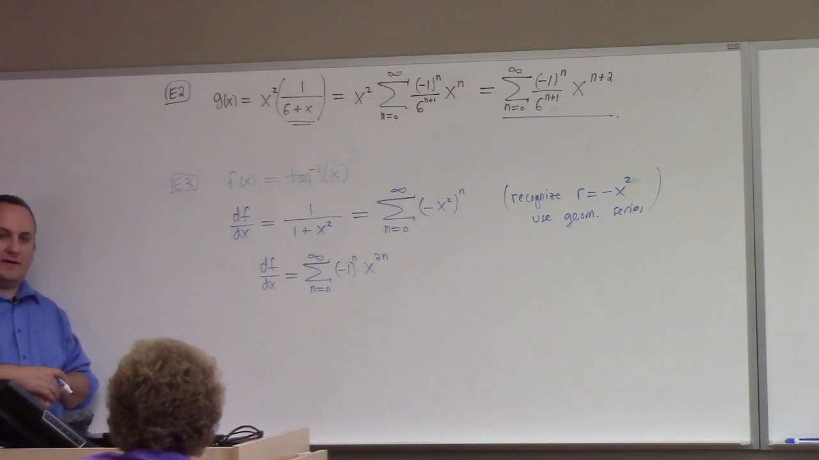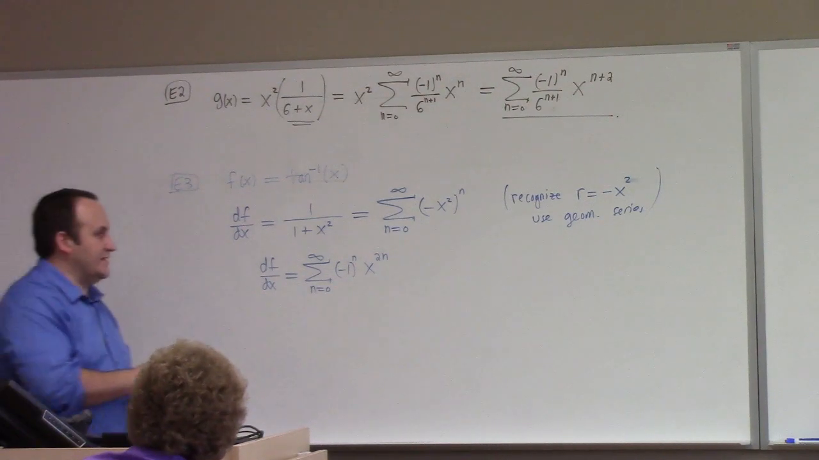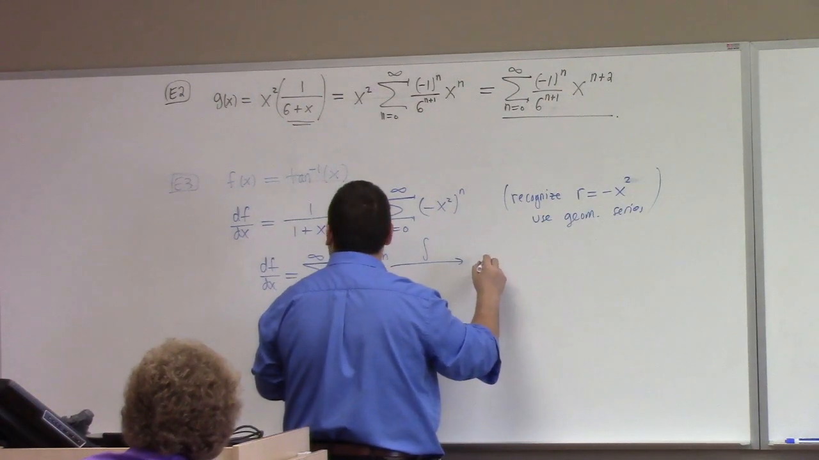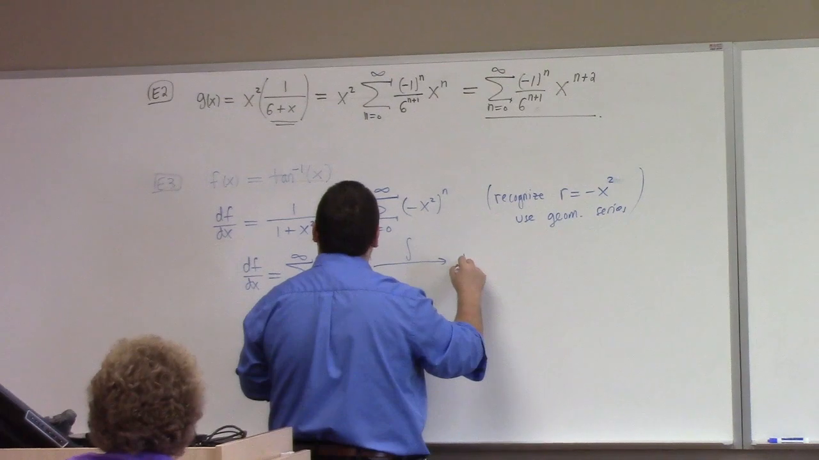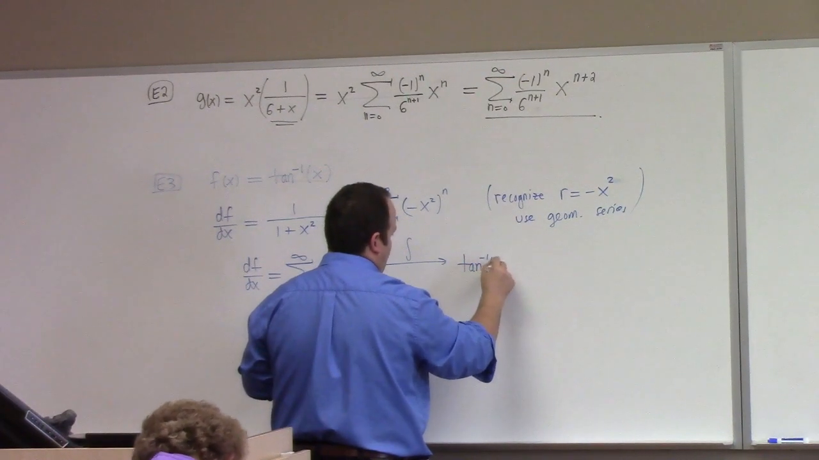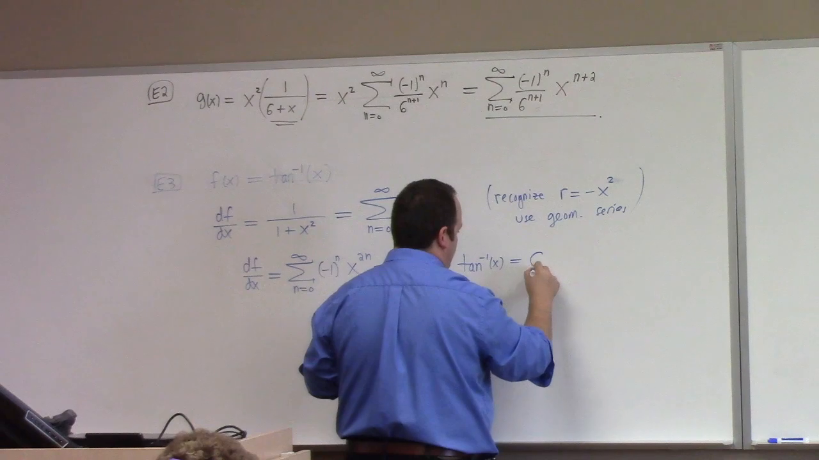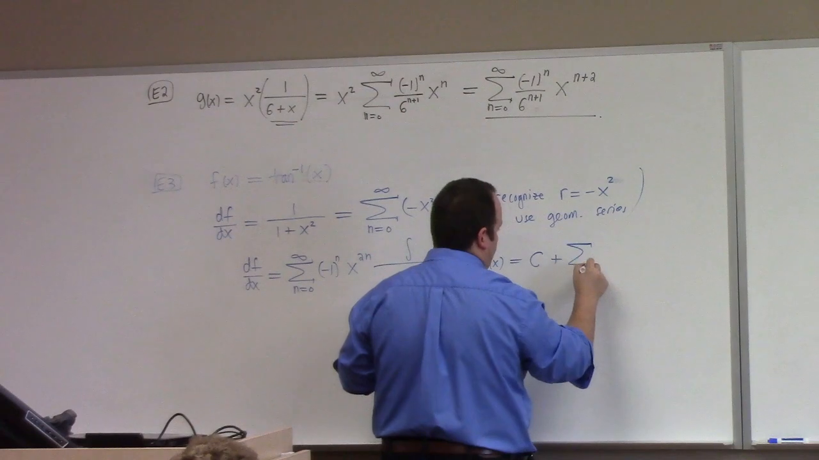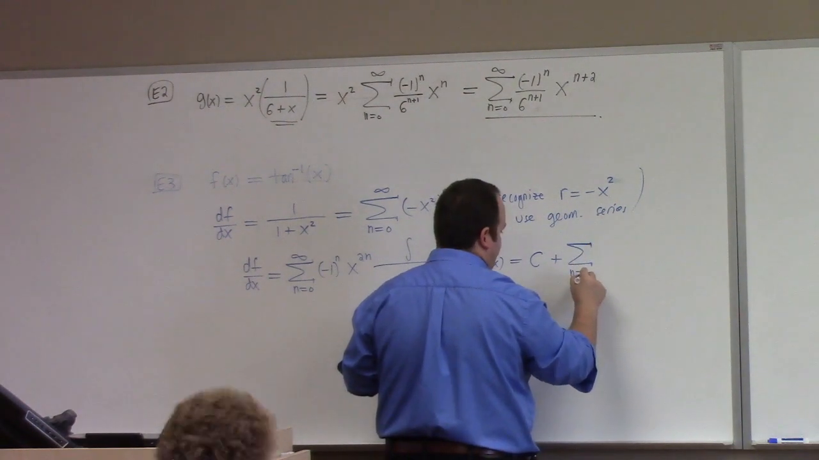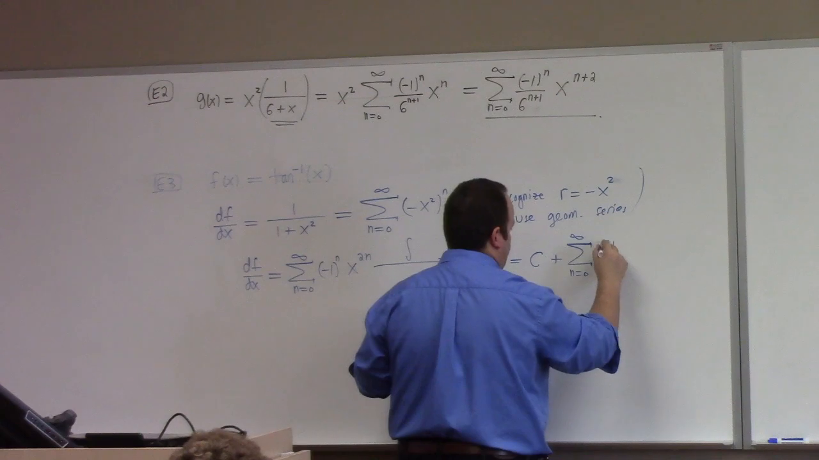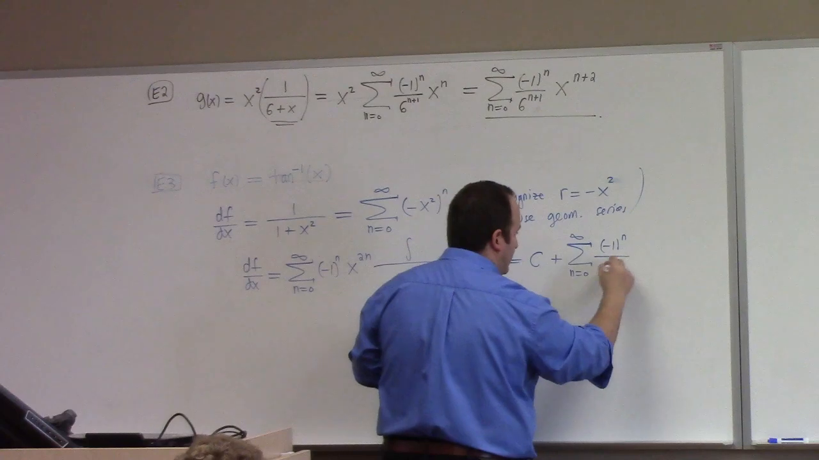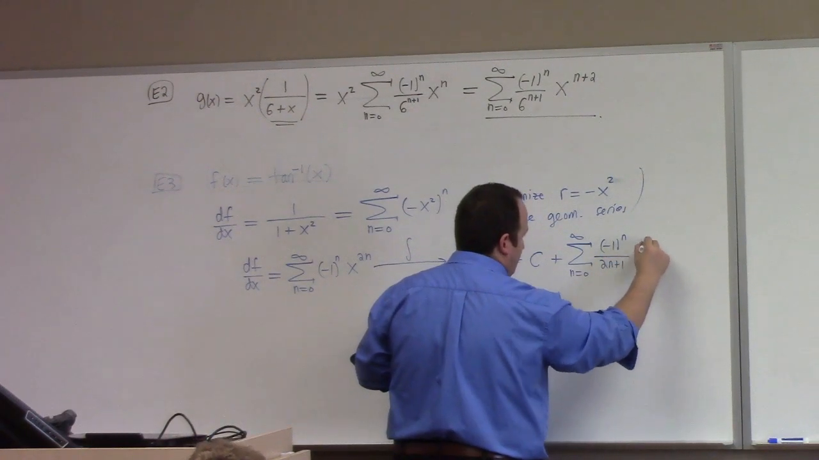And then how do I find the power series for inverse tangent? Exactly, I just integrate. So this would give us that inverse tangent of x, which is my f, is equal to some constant, we don't know it yet, plus the sum n equals 0 to infinity of minus 1 to the n. Integrate term by term here, what do we get? 2n plus 1, so I have to divide by 2n plus 1, x to the 2n plus 1.